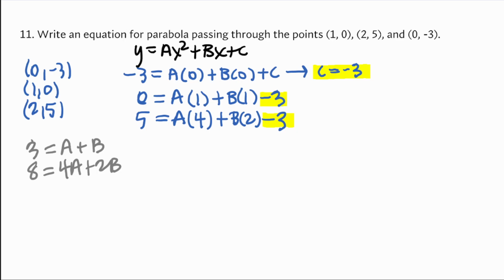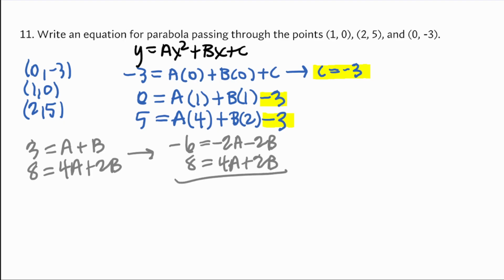Okay, in this case, I'm going to multiply the first equation by negative 2 to eliminate b. Yeah, this feels really familiar. So negative 6 equals negative 2a minus 2b, and 8 equals 4a plus 2b, and I'll get 2 equals 2a, and no b's. Okay, so a equals 1.